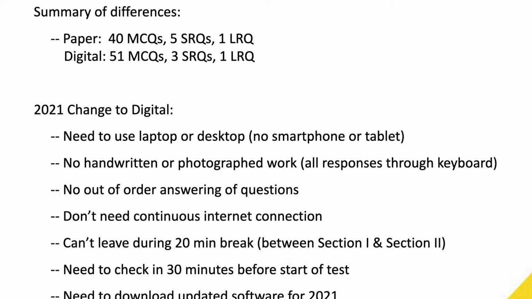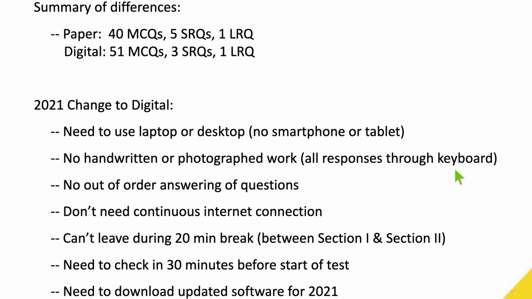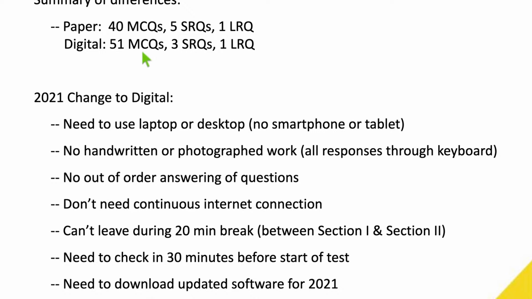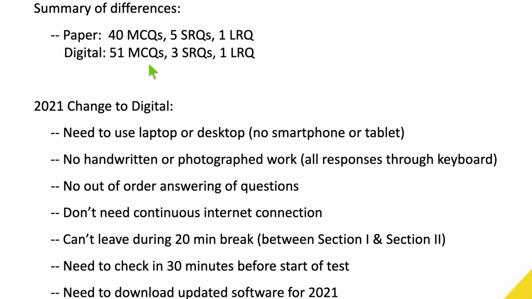The major differences between 2020 and 2021, these are the major differences in the digital. As you know, last year everything was digital, this time you will need to use a laptop or a desktop, no smartphone or tablet. Handwritten or photographed work will not be accepted. All responses go through your keyboard. There is no out of order answering of questions. So these multiple choice questions that you will be seeing, on the digital version, you will see them one at a time, and you will see the next one only after you answer the multiple choice question.